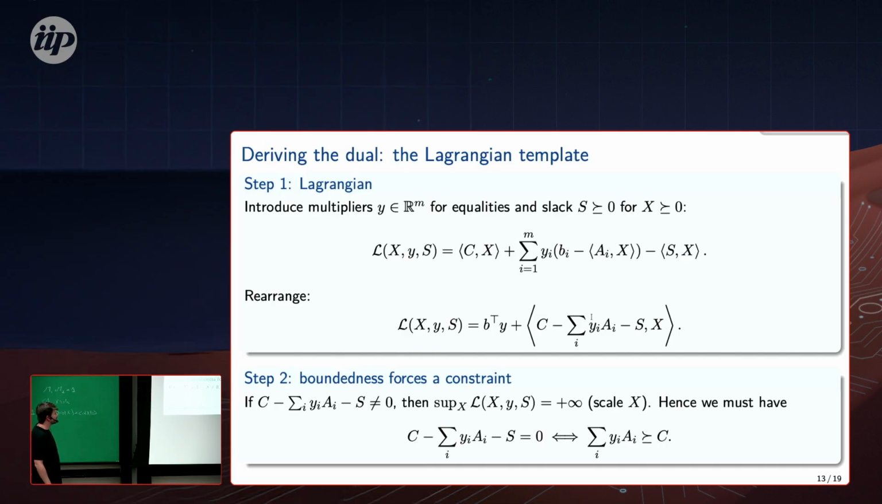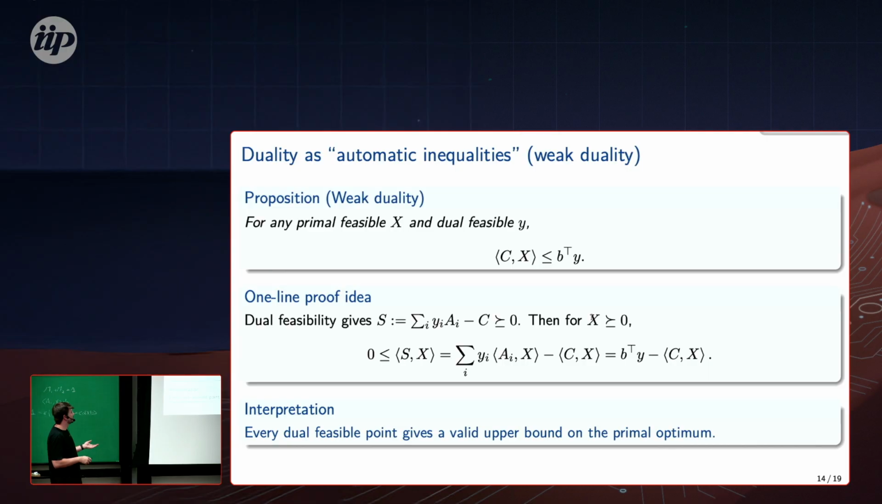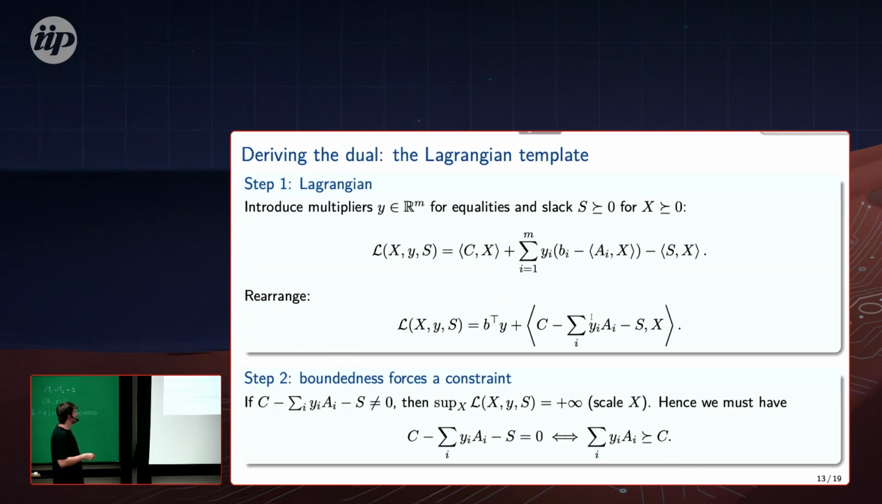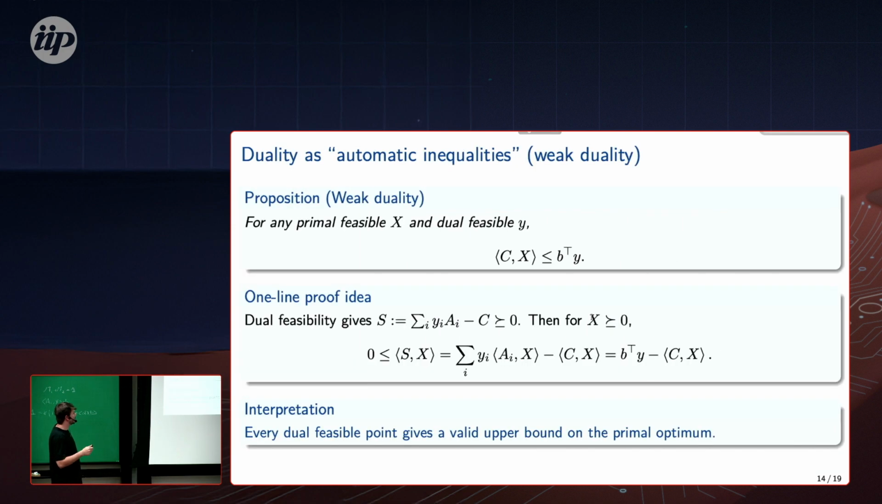Okay, so we see that a necessary condition for this thing not to explode is precisely that this inequality holds. I think I made a sign mistake there. It should be C minus sum of y_i A_i equals S, and S is greater or equal than 0. So yeah, it should be the other way around. Sorry, there's a sign mistake there. But hopefully the main idea still survives. And this is how you get the dual, because it's precisely coming from this Lagrange duality.